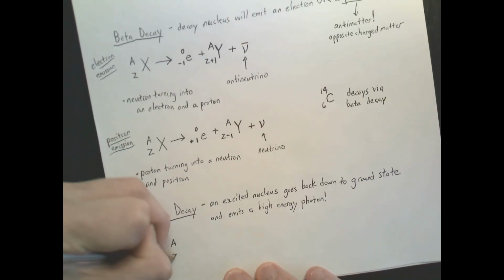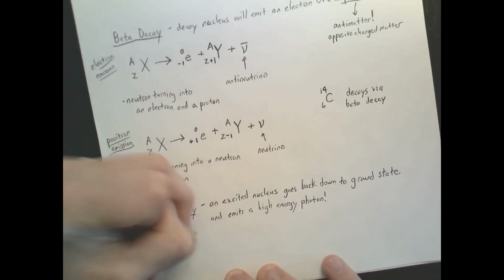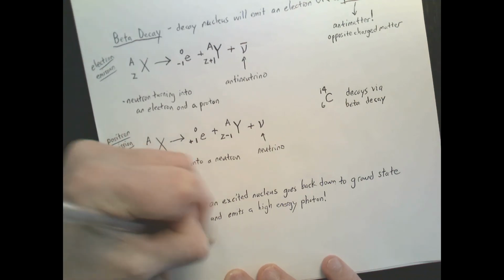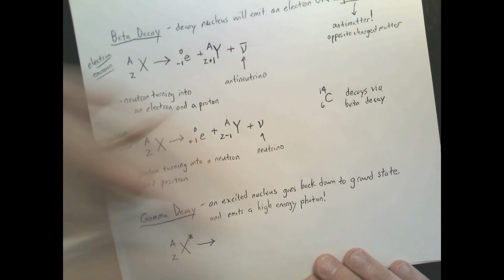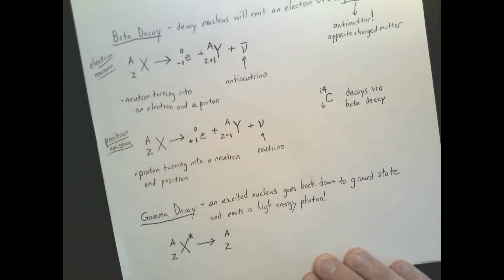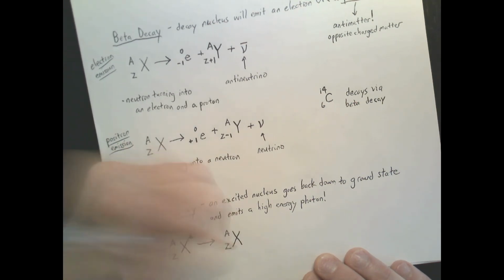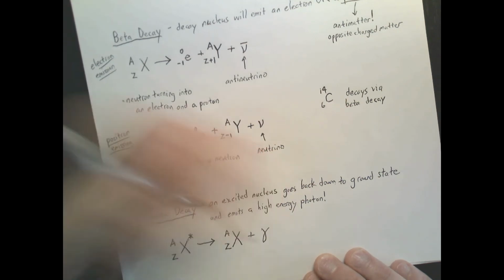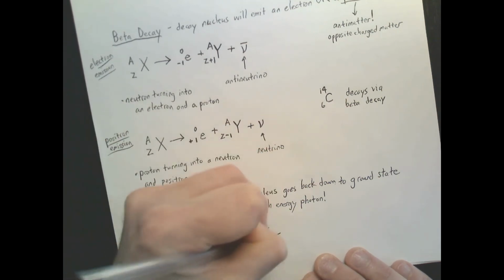So we have our base nucleus, AZX. I'm going to do a little star here to represent that it's excited. And then it finally decides to drop back down to its state. It's the same exact nucleus. Photon has no mass, it has no charge, so everything is preserved. We go back down to the same state without a little asterisk there, plus the photon that we emit. So this is just a photon.